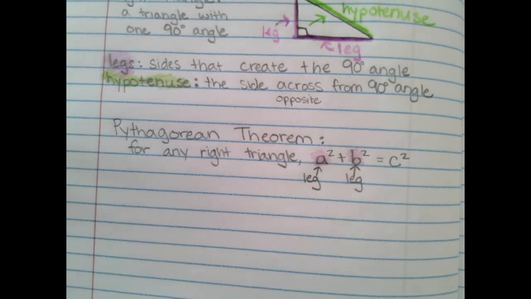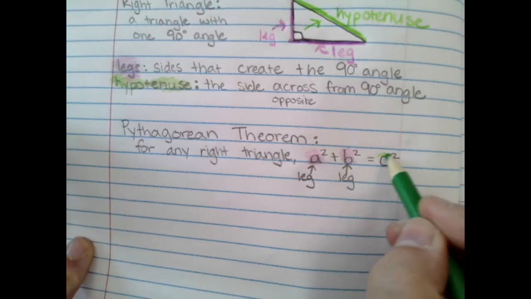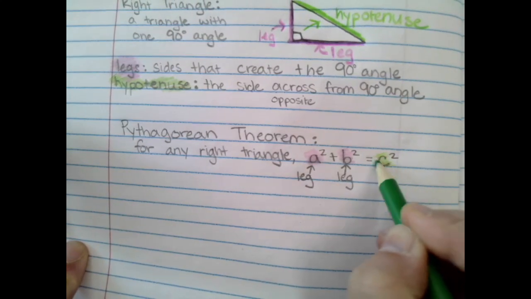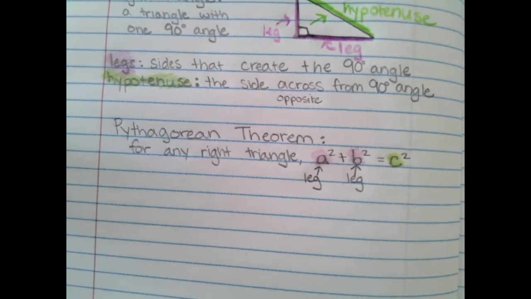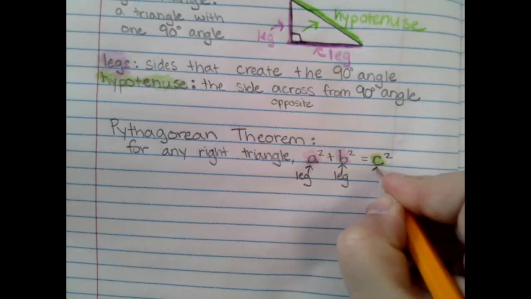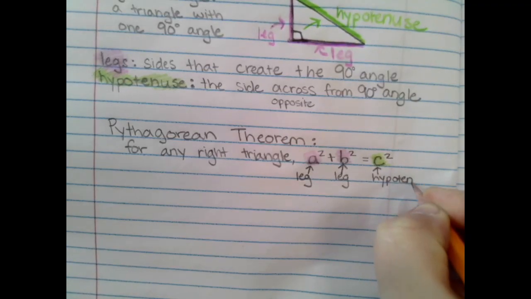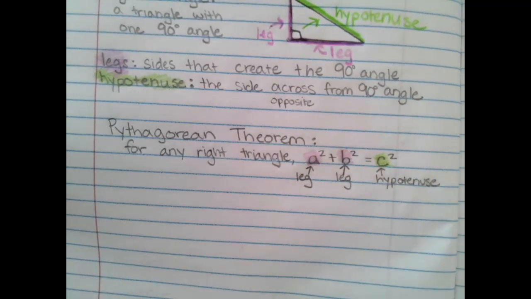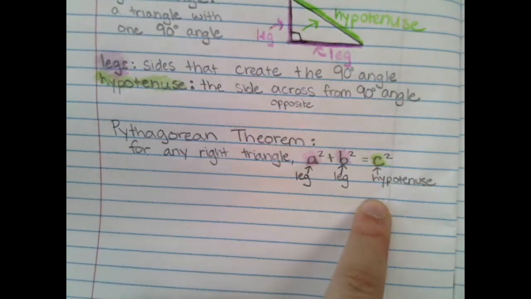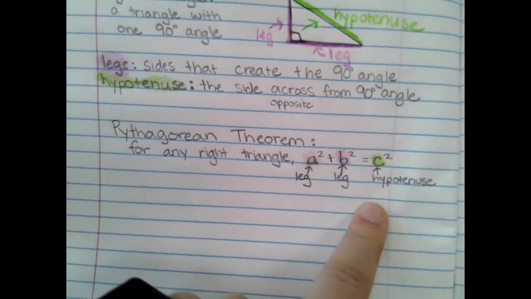And C is the hypotenuse. So the legs don't really matter which one is which. What really matters is our hypotenuse has to be C. Has to.